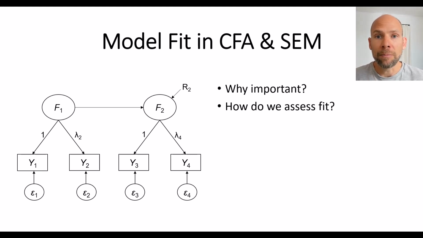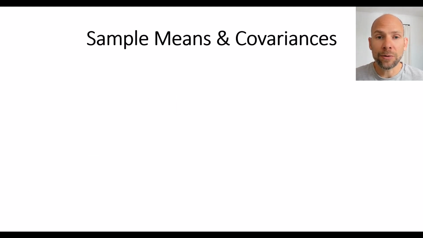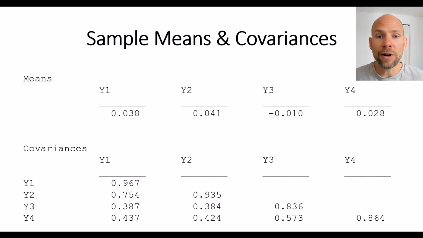Now, second, how do we do that? How do we assess model fit? What is it based on? Let's talk about this with a concrete data example. Here you can see the sample means and covariances that I'm using in this example analysis. I have four variables, y1, y2, y3, and y4, and here I have the sample means, the empirical means from the data set. And then I also have the covariance matrix with the variances and covariances of the four variables.